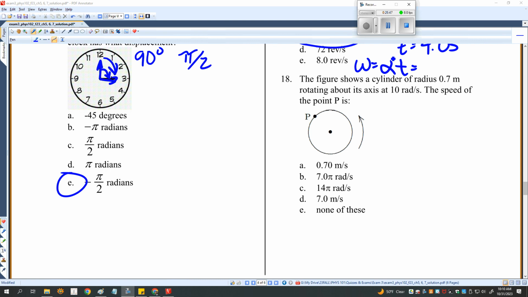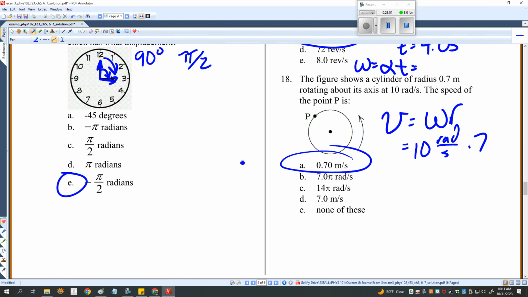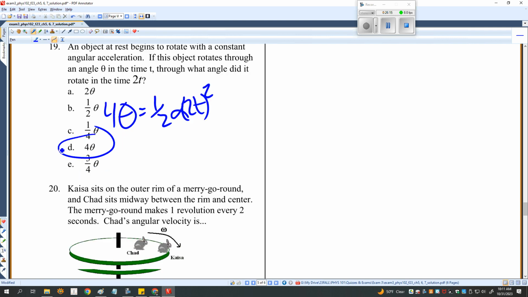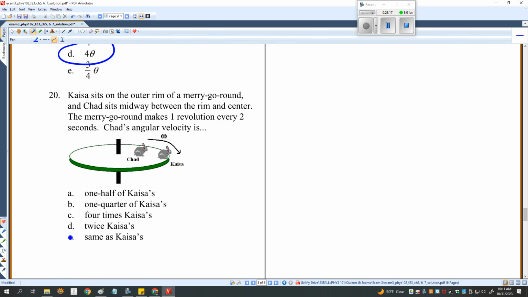This is the speed at point P. V is equal to omega times r. Looks like I'm given omega in radians per second. That's good. Times 0.7, that's going to be 0.7 meters per second. An object is at rest. If it rotates during the time, I know that theta is equal to 1/2 alpha t squared. If I double t, that means I quadruple theta. And then here, Chad's angular velocity is the same as Kaiz's.